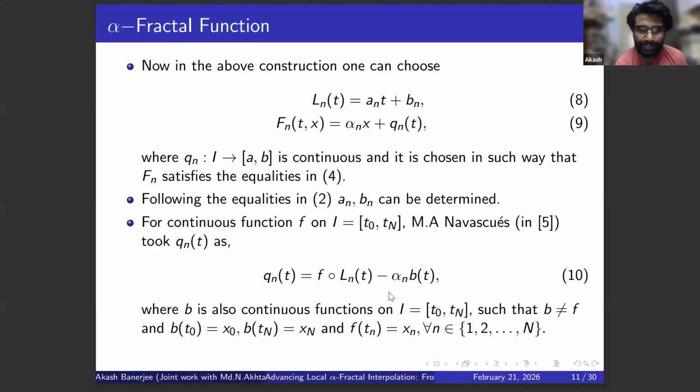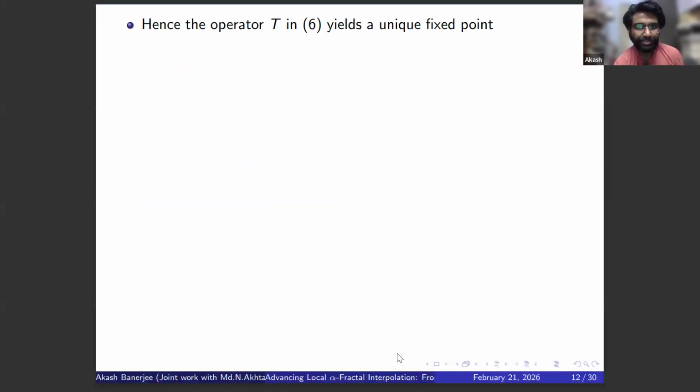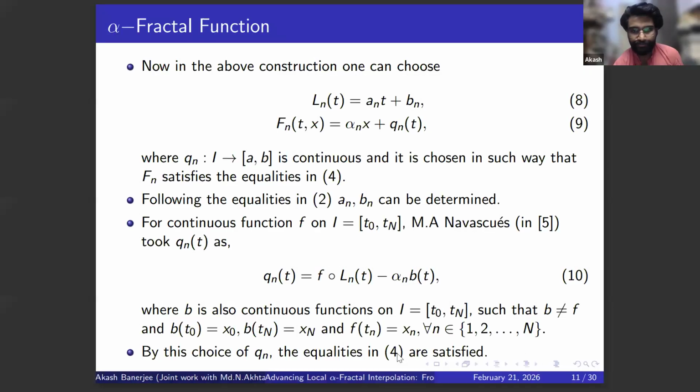So b(t) is a continuous function on I, and it also interpolates the endpoints. So b(t0) = x0 and b(tn) = xn. And obviously there is another condition, which is that b cannot be exactly equal to f, which I have mentioned here.